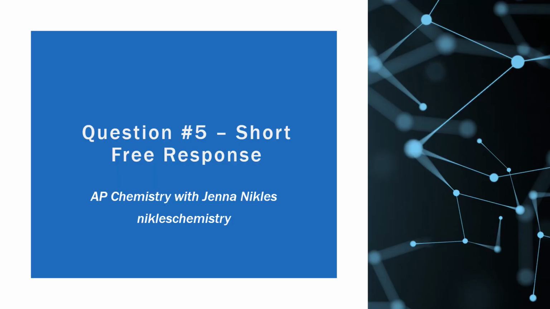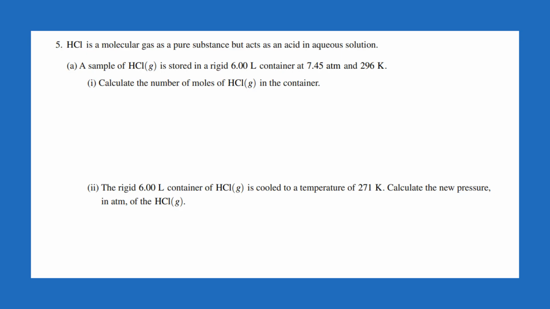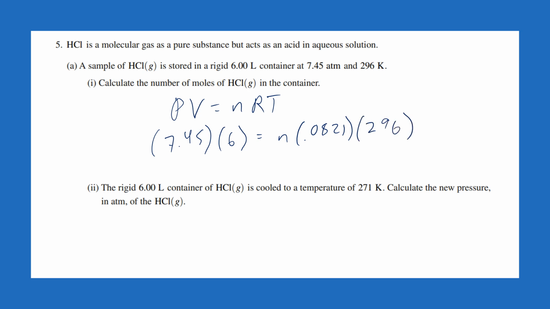Question 5 is the next of the short free response questions. Okay, we have hydrogen chloride gas, really. It's stored in a rigid 6-liter container at 7.45 atm and 296 Kelvin. Calculate the moles. PV = nRT. Pressure 7.45, volume is 6, gas constant, and our temperature. Very straightforward. Solve for moles, and you get 1.84 moles of that HCl.